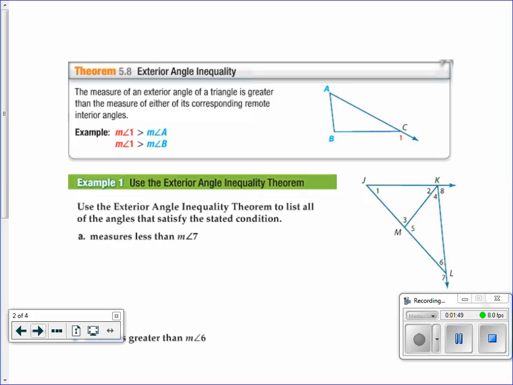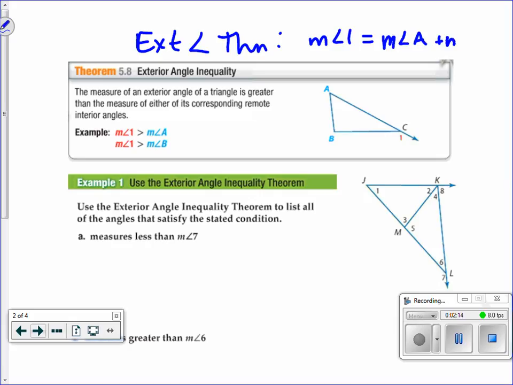On the first page, we have the exterior angle inequality, and that is derived from the exterior angle theorem, which said in the case of the picture below that the measure of angle 1 is going to be equal to the sum of the remote interior angles, which would be angle A and angle B. The remote interiors just would not have the same vertex as the exterior angle that it's referring to.